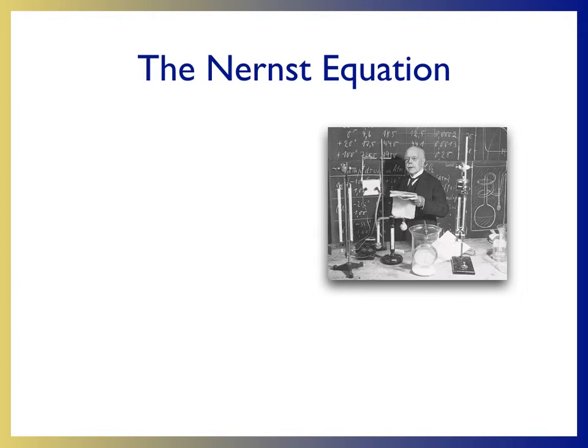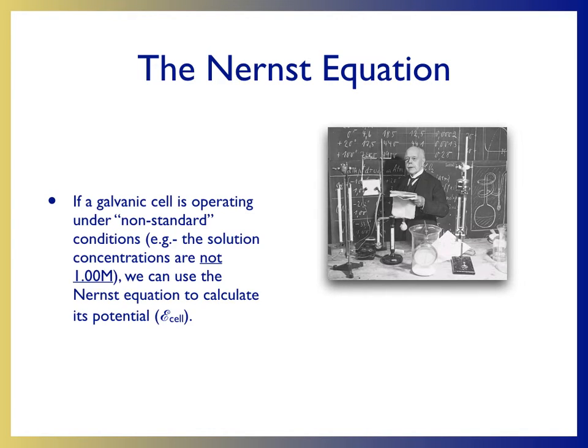So far, we've looked at only standard galvanic cells, where the solution concentrations are about 1 molar. However, if we want to look at non-standard galvanic cells, where the solution concentrations are not 1 molar, or where the partial pressures of our gas phase species are not 1 atmosphere, we need to use a different equation to calculate the cell potential.